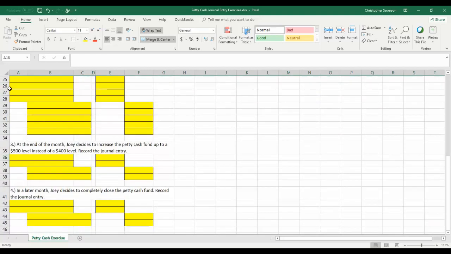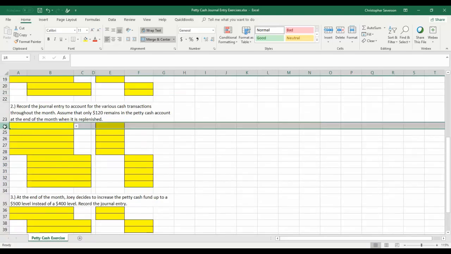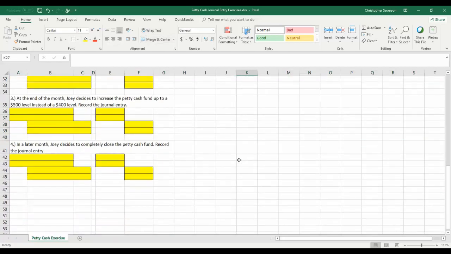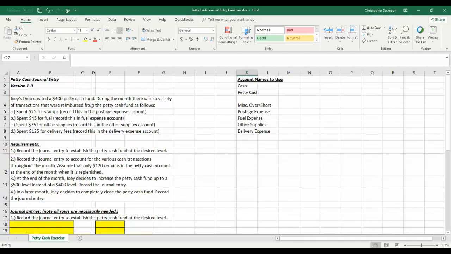I just wanted to make sure there's at least enough for your entry, but also enough to make sure there's a little bit of challenge there, so you need to know whether to debit or credit that particular account. So that's what we have going on here. So let's go ahead and take a look at this.